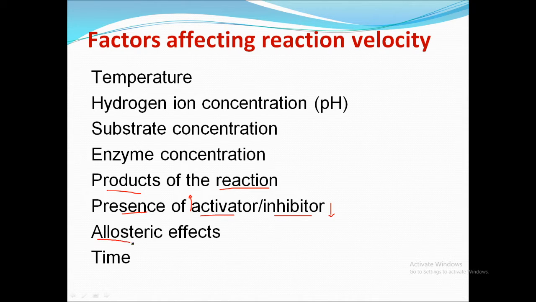Then allosteric effect. If this is an enzyme, the allosteric site could be present somewhere here, and this is the active site. So the presence of such a site and addition of an allosteric compound over here has some kind of effect on the activity of enzymes. So we have to understand these different factors which have an effect on the enzymatic reaction.